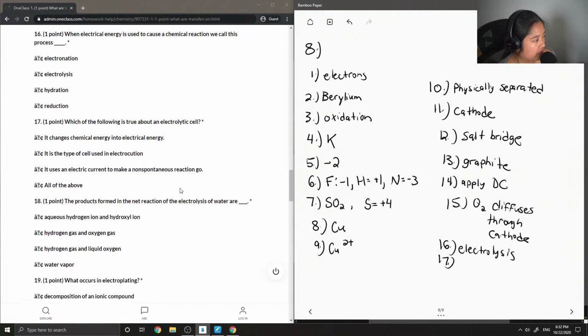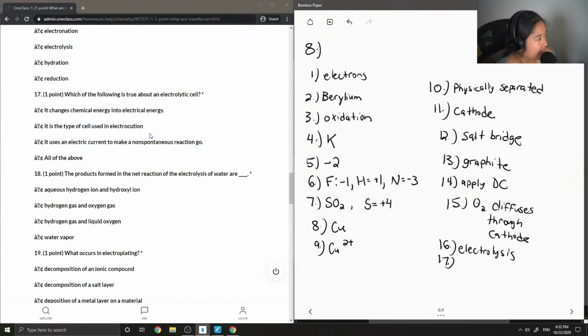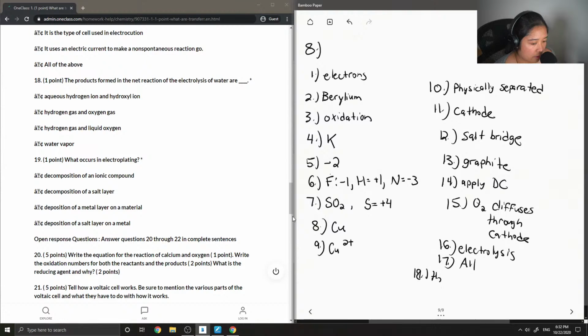Which of the following is true about an electrolytic cell? Changes chemical energy to electrical energy. Type of cell used in electrocution. Uses an electric current to make a non-spontaneous reaction go. So that is all of the above. 18. The products formed in the net reaction of the electrolysis of water are both hydrogen, H2, and oxygen.